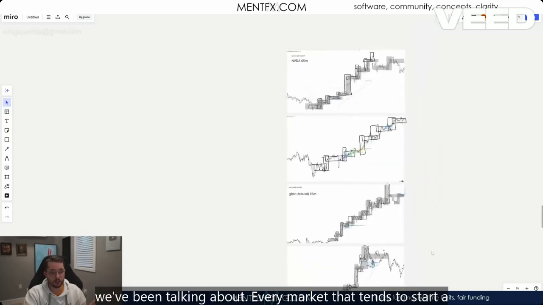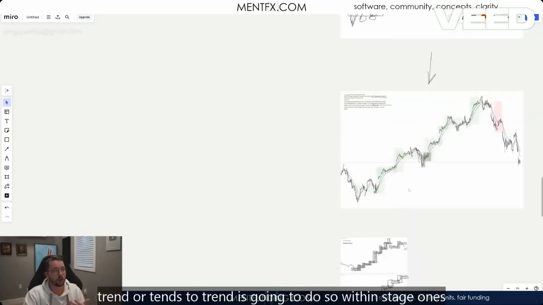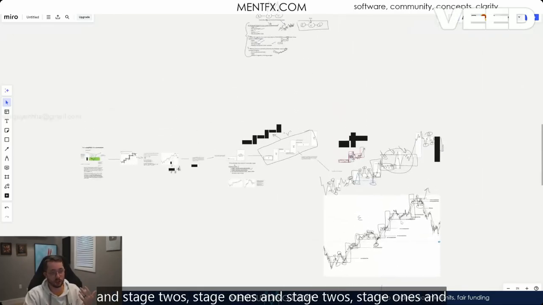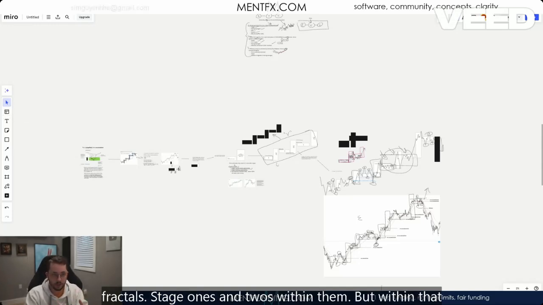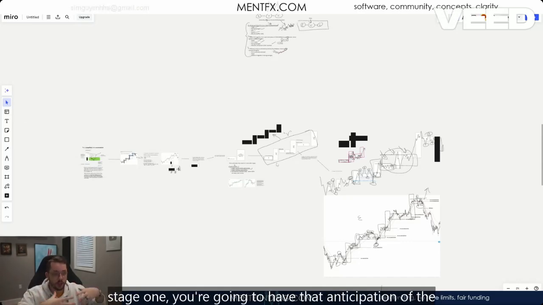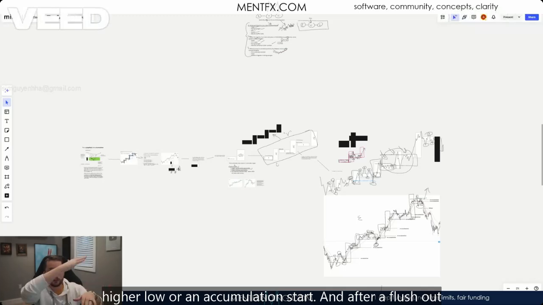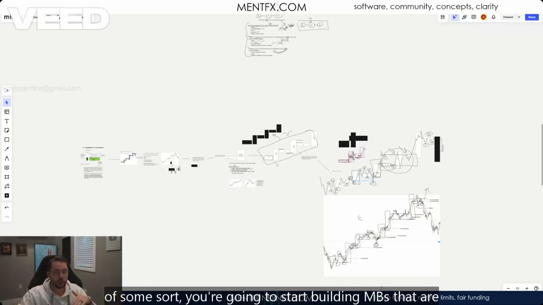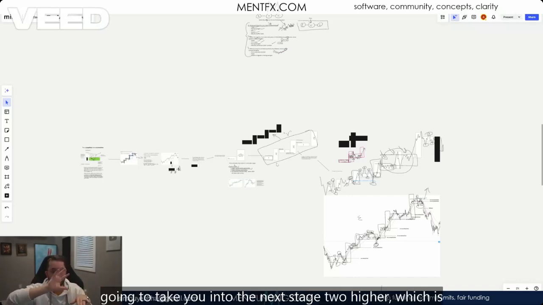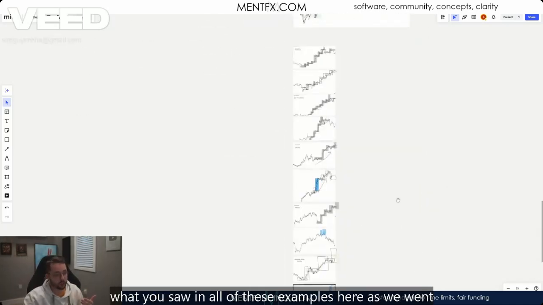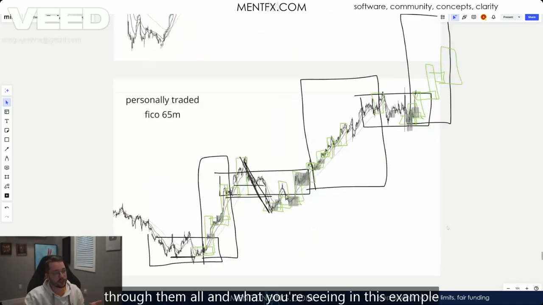Every market that tends to start a trend or tends to trend is going to do so within stage ones and stage twos, stage ones and stage twos. Oftentimes the stage ones are going to have fractal stage ones and twos within them, but within that stage one, you're going to have that anticipation of the higher low or an accumulation start. And after a flush out of some sort, you're going to start building MBs that are going to take you into the next stage 2 higher, which is what you saw in all of these examples here as we went through them all, and what you're seeing in this example today.